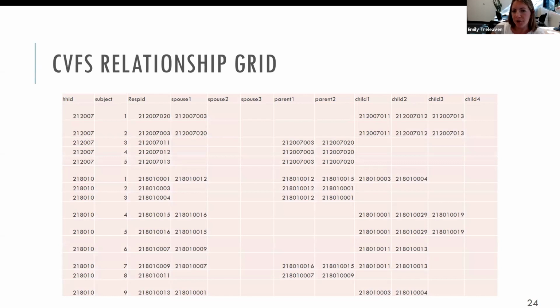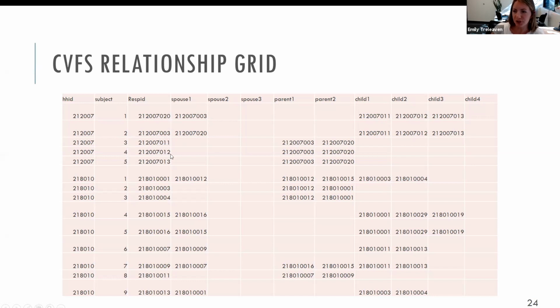This is a snapshot of the relationship grid where the IDs are scrambled to protect respondents. So here we see that we're using the current 9-digit ID format, starting with the 6-digit household ID. So this would be neighborhood 212, household 7. For this first observation, we see the respondent's ID, as well as the ID for his or her spouse and their 3 children. The spouse is on line 2, so we see this is the same ID here and here with their spouse, the same person from line 1, and then the same 3 children.